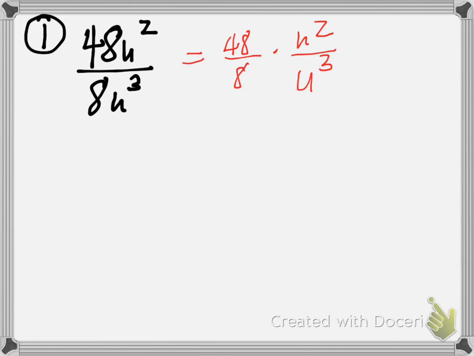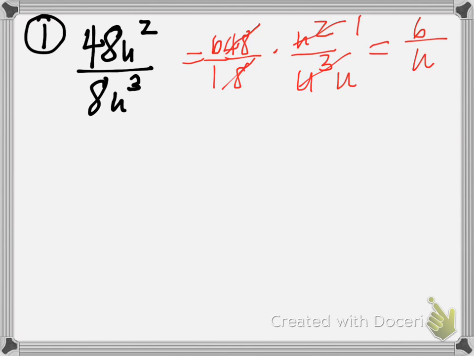So we'll simplify the fraction. 8 goes into 48 6 times. And so that 6 is 6 over 1. And then here you have 2 u's in the numerator and 3 u's in the denominator. That's going to leave you a leftover u in the denominator. So you have a 1 in the numerator of that fraction. So you've got 6 times 1 in the numerator and 1 times u, which is u.